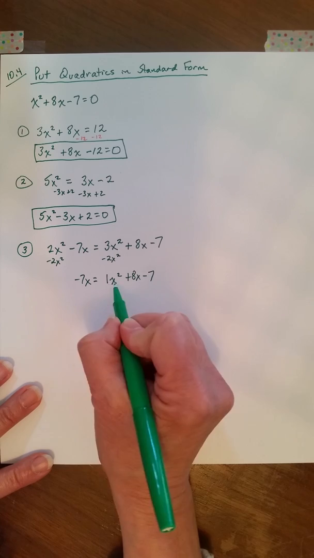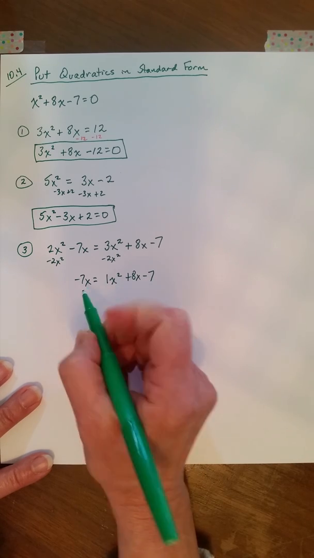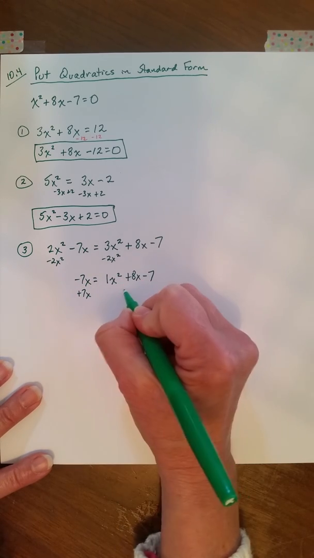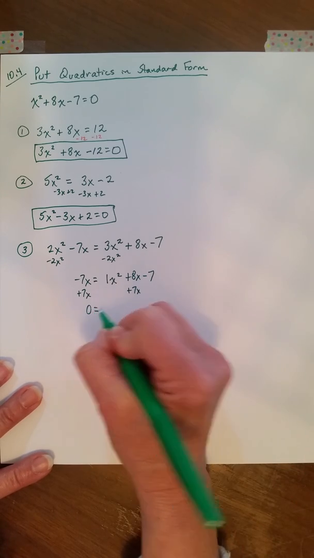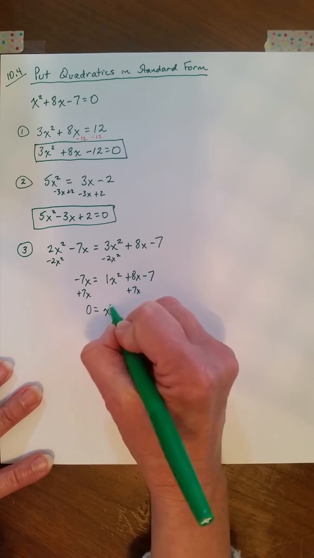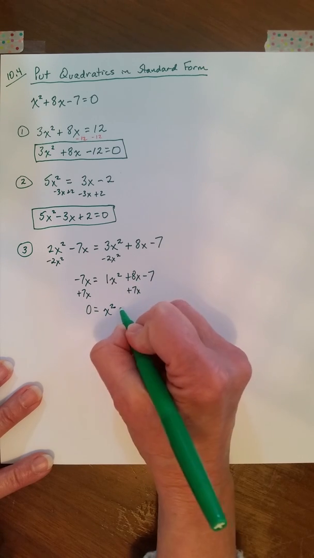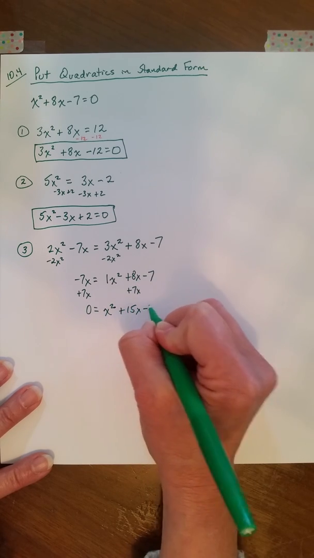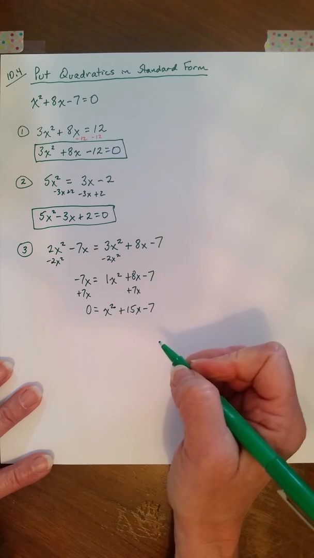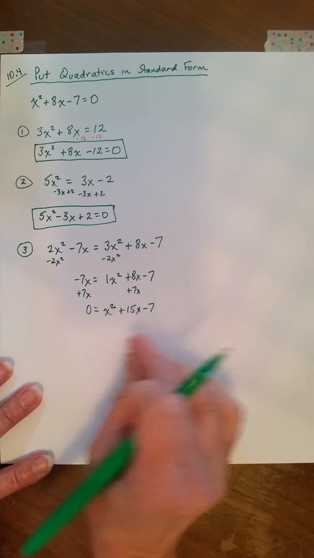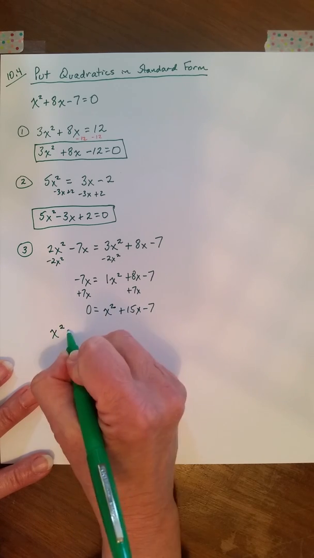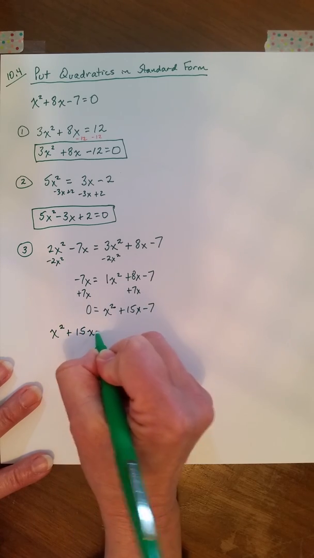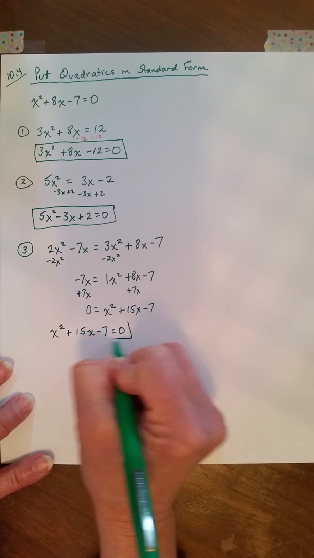Now I need to get this quadratic equal to 0. So I'm going to add 7x and put it underneath its like term. So I have 0 equals 1x squared, which is just x squared, 7 plus 8 is 15x, and minus 7. Now typically we have the 3 terms on the left equaling 0 on the right. So I'm going to write that as x squared plus 15x minus 7 equals 0.